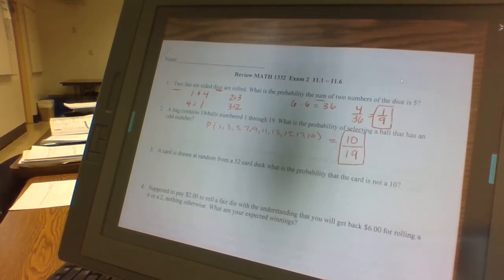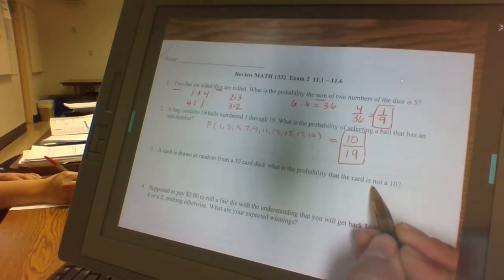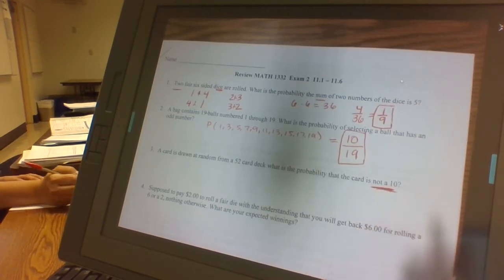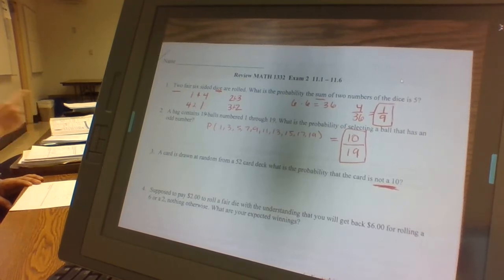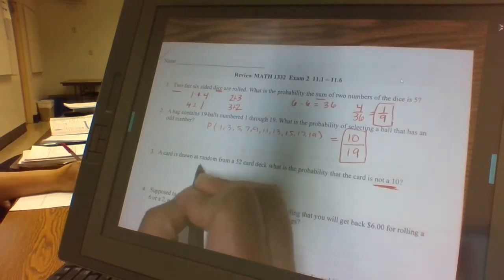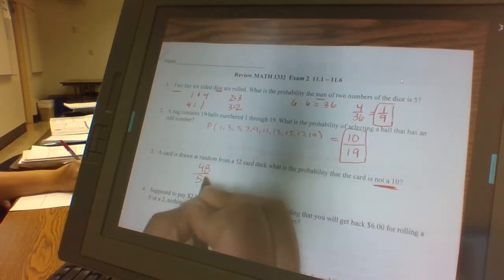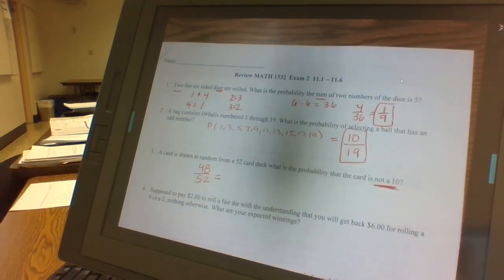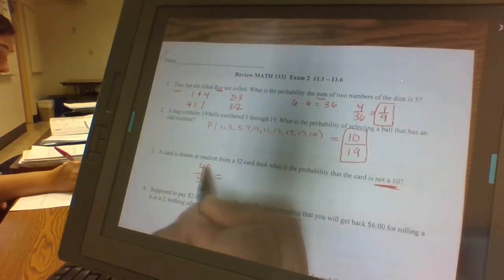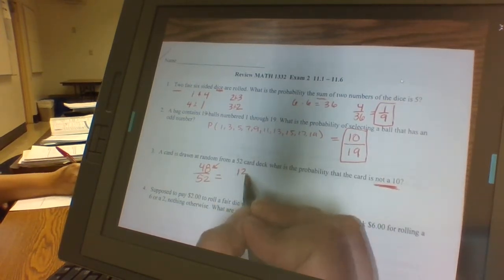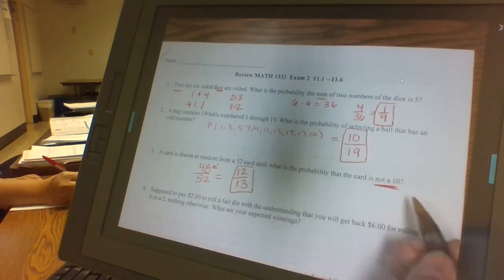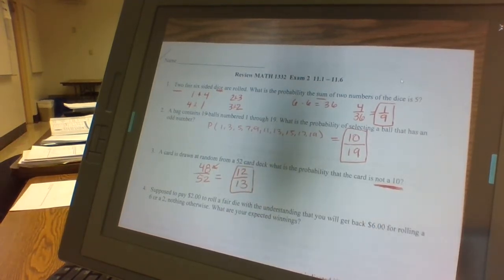There's a card from a 52 card deck. What is the probability that the card is not a 10? Well, how many 10s are there in a deck of cards? 4. So how many are not 10s? 48. 48 out of 52 are not 10s, and it reduces to 12 over 13. So we need to be able to read to understand what's going on.